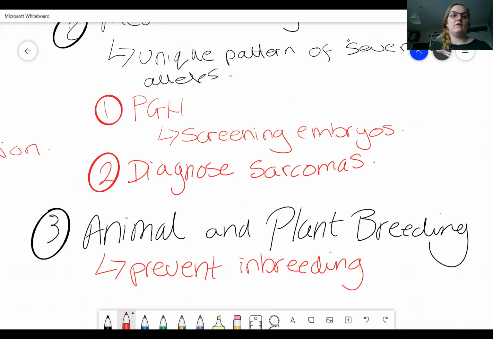So this was a session looking at the human genome and genetic fingerprinting. We will then have a session at some point about PCR.